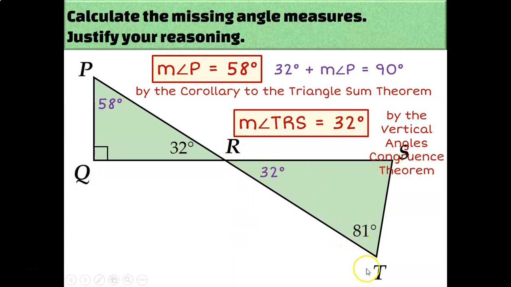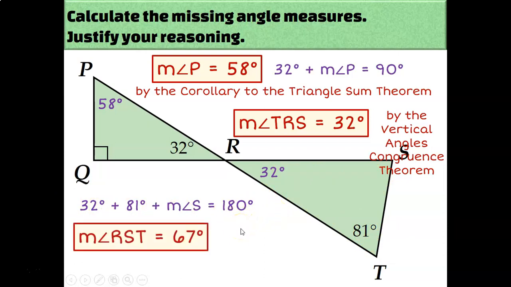triangle RST. Now, triangle RST is not a special kind of triangle. It's not a right triangle like triangle PQR was. It's just a normal everyday triangle. But we know, according to the Triangle Sum Theorem, that you can add all 3 of the interior angles together and set it equal to 180 degrees. So I can write this equation and subtract 32 and 81 from both sides to figure out that the measure of angle S, or the measure of angle RST if you want to use all 3 letters, is 67 degrees.